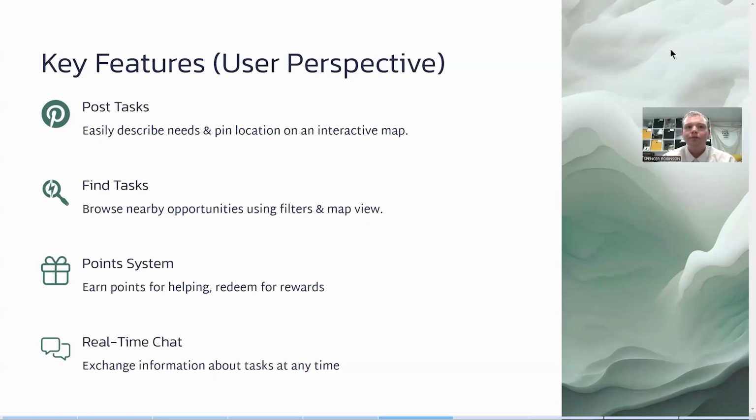Our key features of this app is the ability to post tasks so easily, so you can pin a location on the map and then easily find tasks so that you can help each other out. And then there's the point system that I mentioned earlier, where you can earn points for helping and then you redeem rewards in the store. And then there's also a real-time chat feature where you can interact with the poster and the tasker so that they can communicate and get the task done.